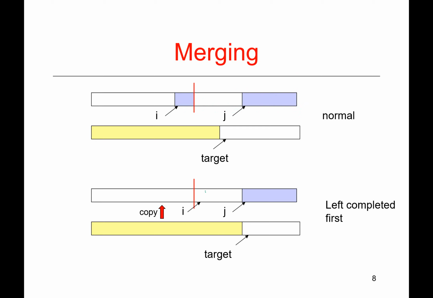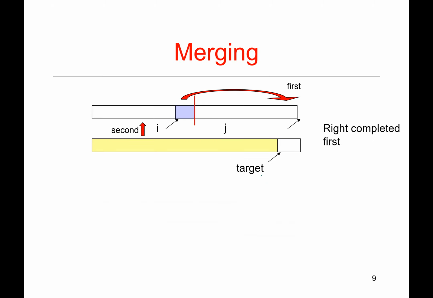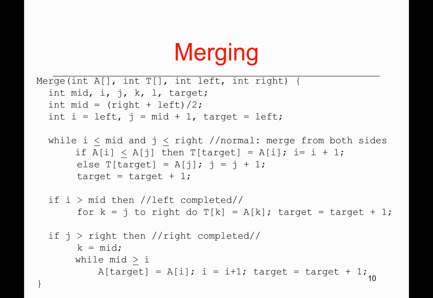If the left half has totally finished, if the left part has been put in the new array, in that case, we have to copy the remaining elements in the right part. And the third case is if the right half has been filled in the new array, then in that case, we have to copy the remaining left elements to the new array.